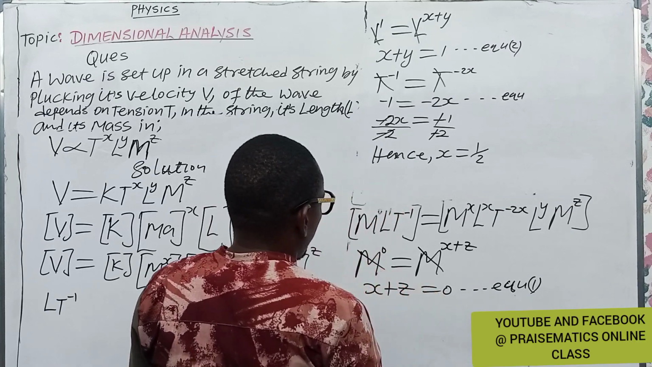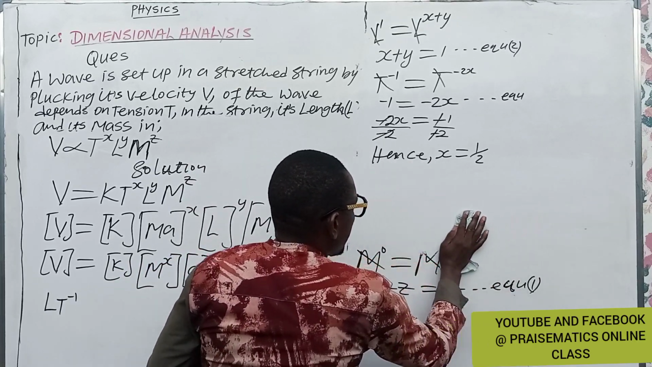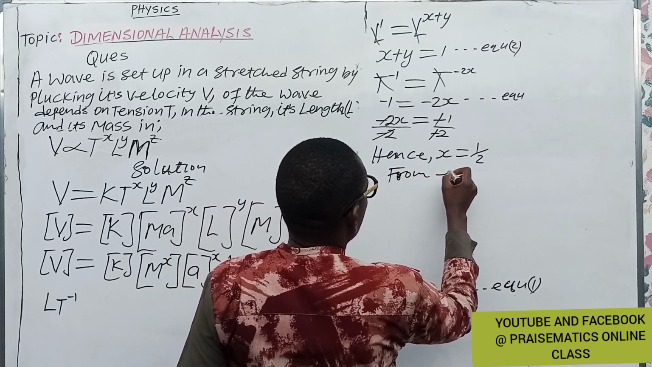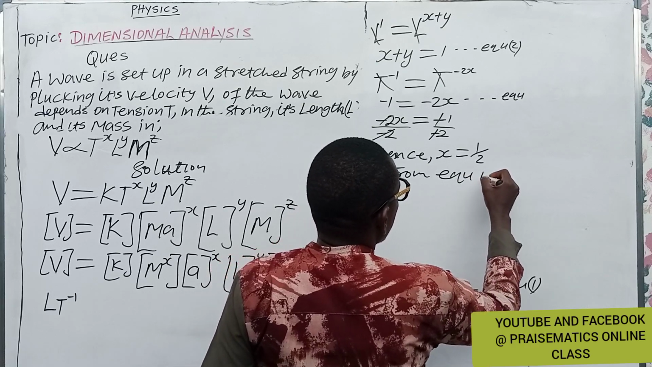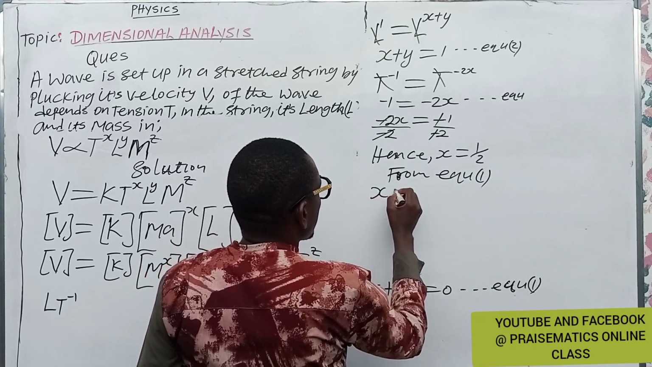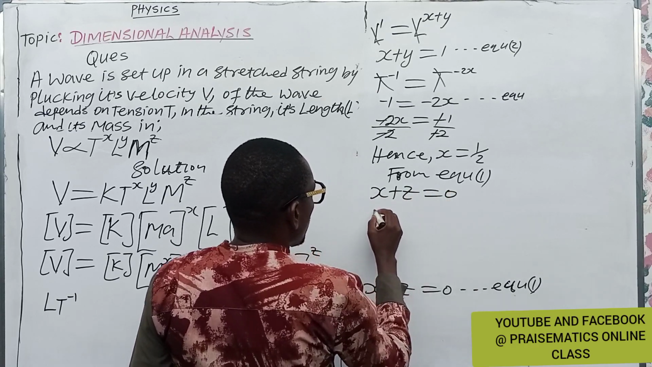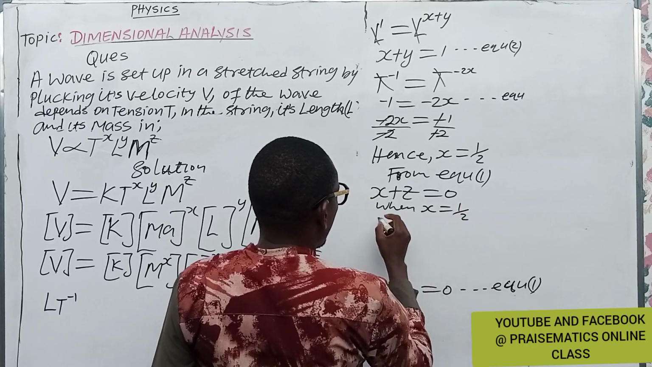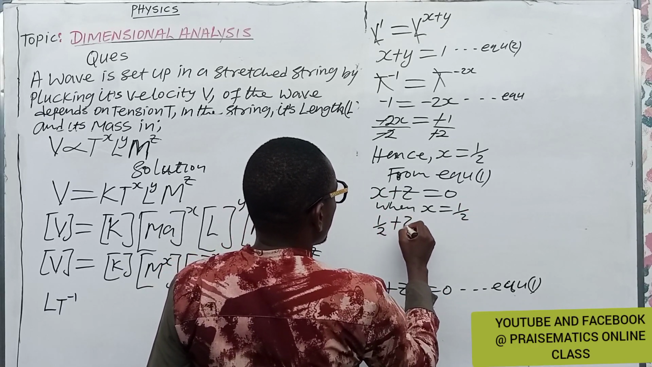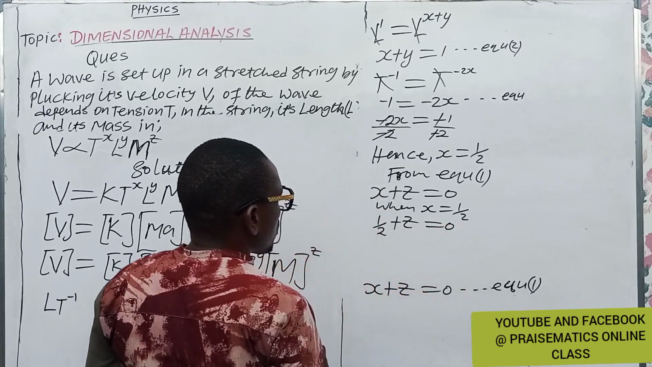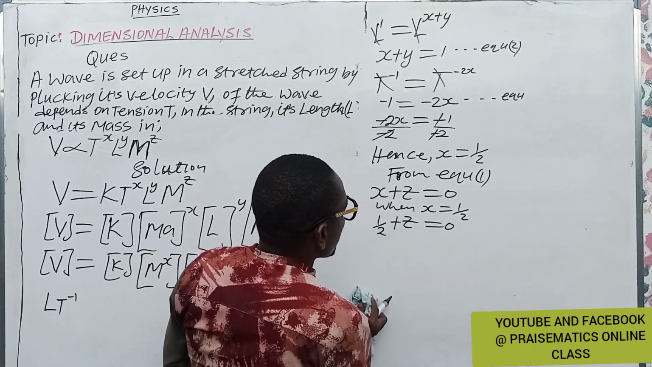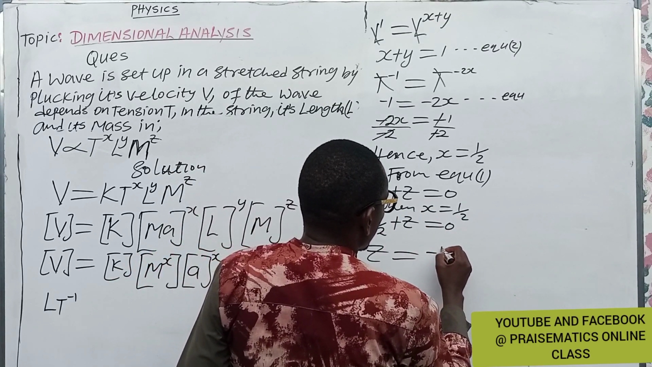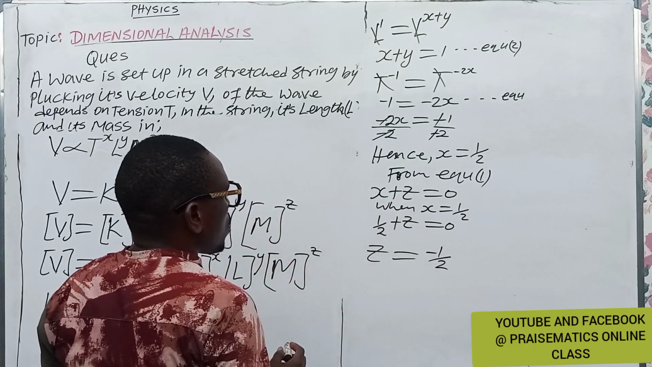Okay, now let's solve for Z. From equation 1, because we are solving them simultaneously, I have that X plus Z is equal to 0, when X is equal to 1 over 2. What do we have? 1 over 2 plus Z is equal to 0. Okay. Now from this place, make Z the subject of the formula. Z is equal to, this will cross the sign of equality, which is minus 1 over 2.